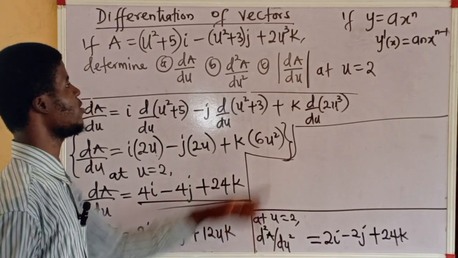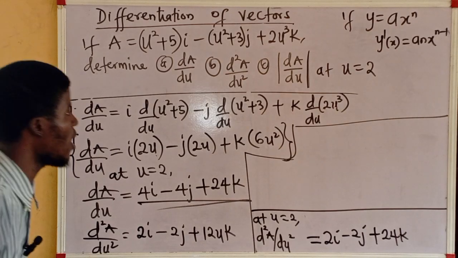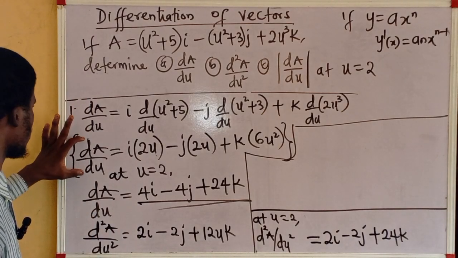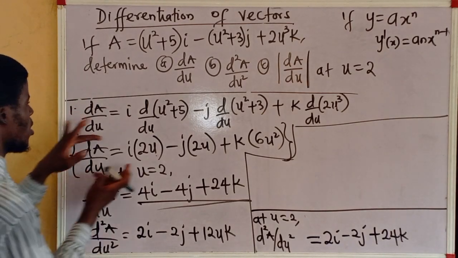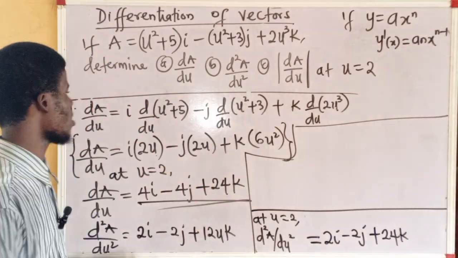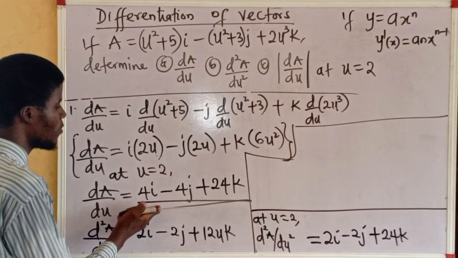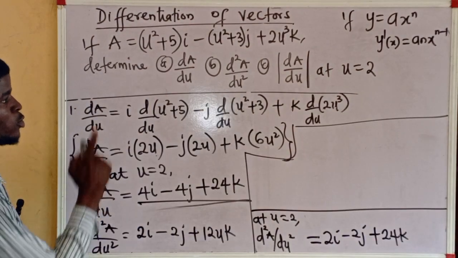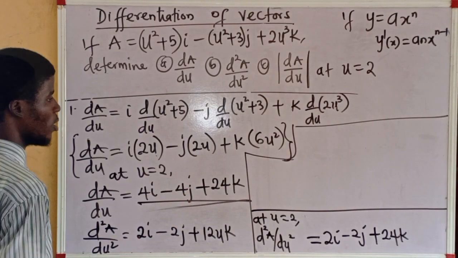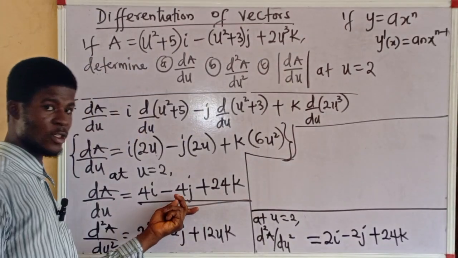Now, let us determine the absolute value of dA/du at u equal to 2. We can either choose to take the modulus of dA/du and then evaluate it at u equal to 2, or we just go straight to take the modulus of this one already, since this one gives us dA/du at u equal to 2. But I'm going here straight. I want to evaluate this. So, the absolute value of dA/du at u equal to 2, I'm taking this vector now.